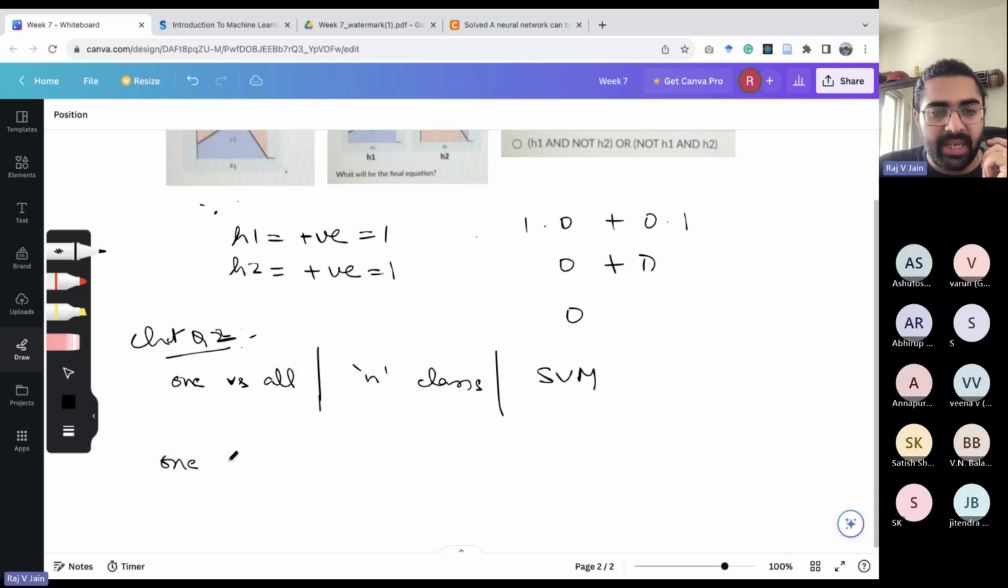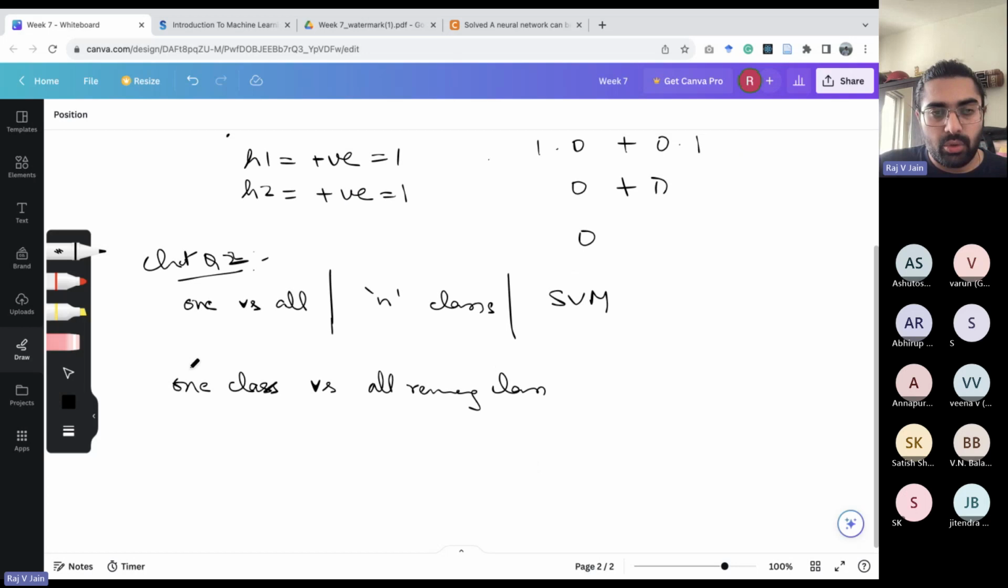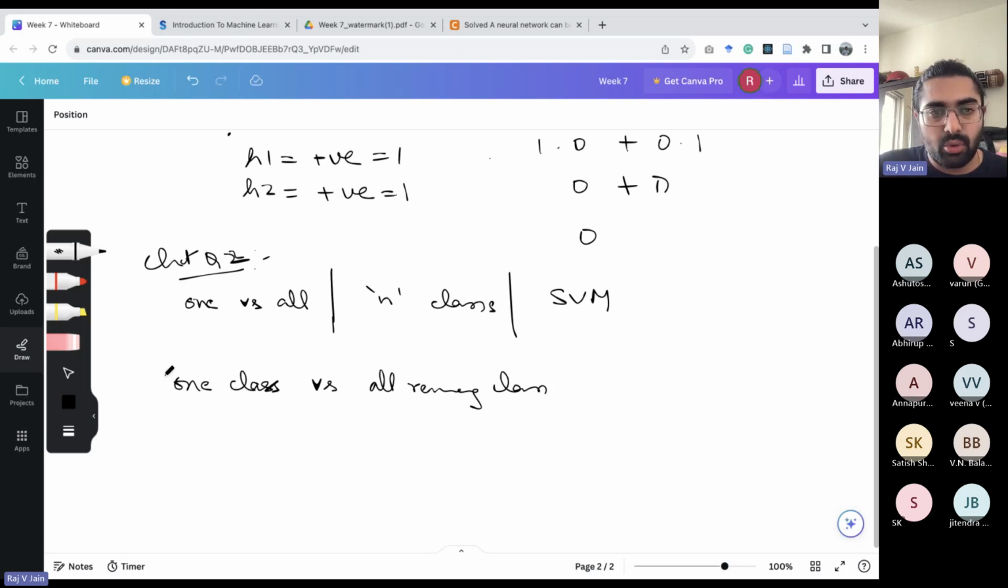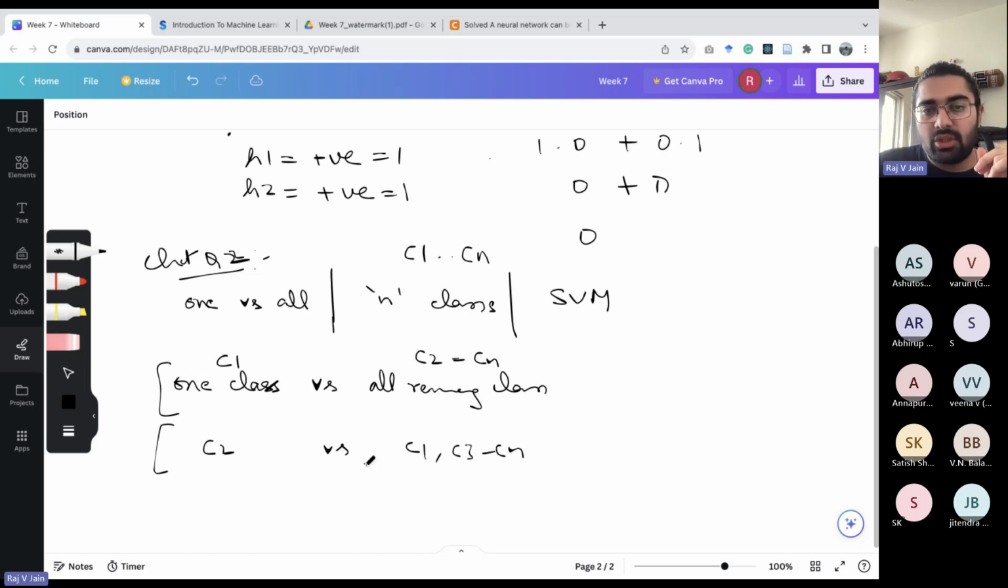So what you will do is you will take one class versus all, in the sense all the remaining classes. You'll train one SVM model to do this classification. You'll pick one class, let's say C1, and let's say you have C1 to Cn classes. So C1 against all of C2 to Cn. So this becomes, let's say, positive, and this becomes negative. So you will do a binary classification. Again, you will train one more model, C2 versus C1 and C3 to Cn, and so on. So you will do this n number of times.